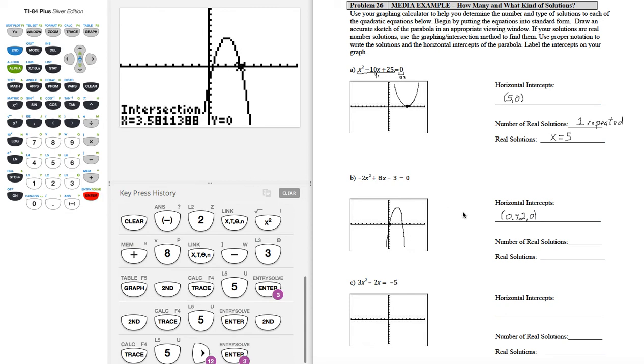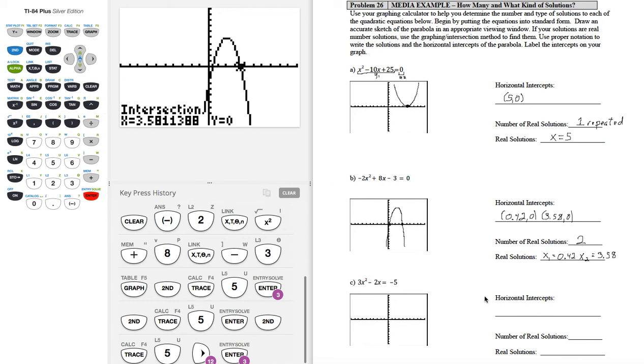And I get 3.58, comma 0. And that's going to be this one right here. So there are two real solutions for this quadratic equation, and they are x1 equals 0.42 and x2 equals 3.58. So notice that the solutions to the quadratic equation set to 0 are the horizontal intercepts for the parabola. Those two go together. So let's check the last one.